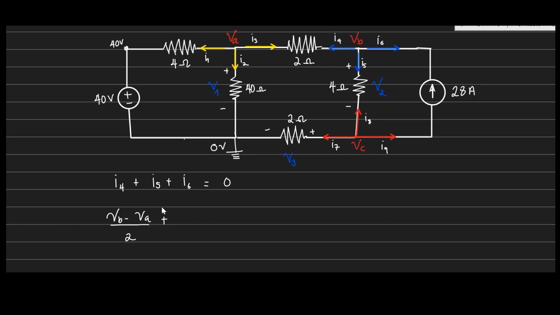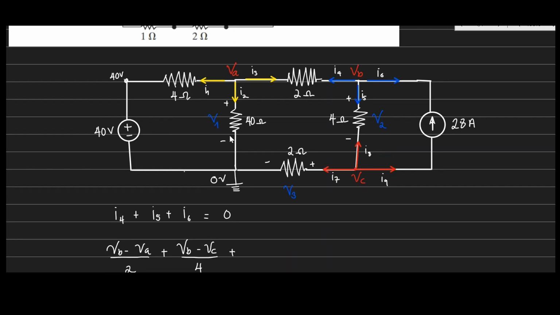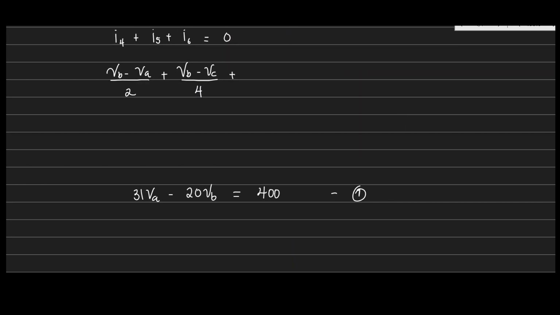I5 is VB minus VC. As you can see, it's going down there, right? So this will be VB minus VC divided by the resistor there, which is 4 ohms, plus what about I6? You see that I6 is the same as 28 amps, but in the opposite direction, right? So I6 should be negative 28 amps, okay? So this will be negative 28 amps, and this is equal to 0. Okay, now let us multiply again by the lowest common multiple of 2 and 4, which is 4 itself, right?